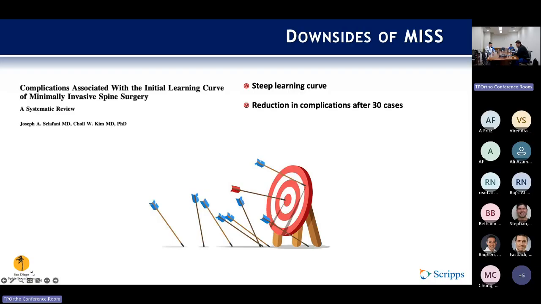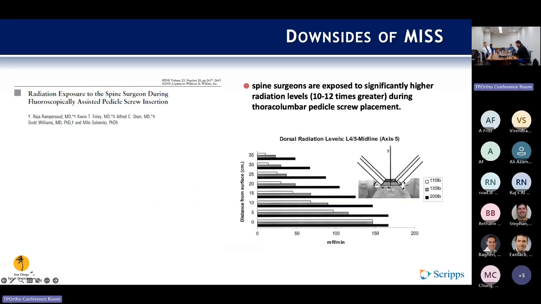But they found significant improvement after the 30, and this harps on the importance of training and being comfortable with the type of surgery that you're doing. Another one is radiation exposure, especially the spine surgeons. With the limited visibility with open, you're relying a lot on fluoroscopy.